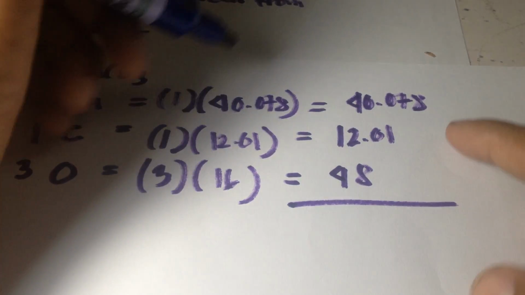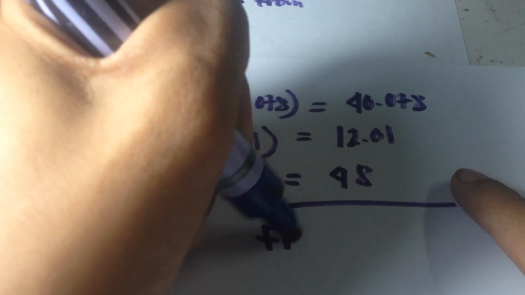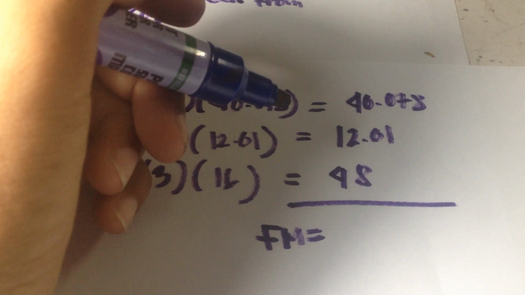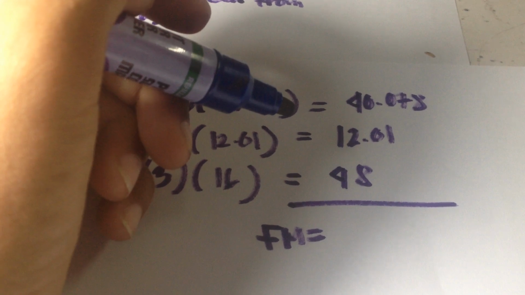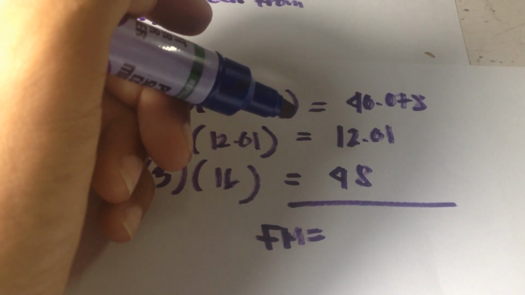Then find the sum: 40.078 plus 12.01 plus 48 is equals to 100.01 grams per mole of calcium carbonate.